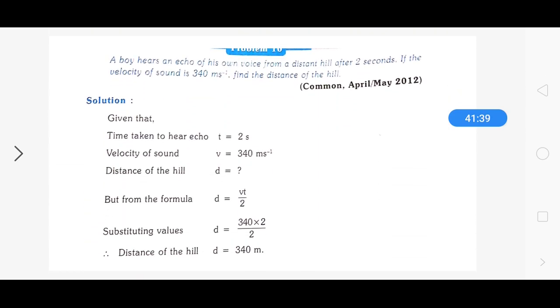Now a boy hears an echo of his own voice from a distant hill after 2 seconds. If the velocity of sound is 340 meter per second, find the distance of the hill. So t is equal to 2 seconds. Velocity is 340 meter per second. So distance d is equal to vt by 2. So 340 into 2 by 2. So it is 340 meters is the distance from the boy to the obstacle, that is the hill.